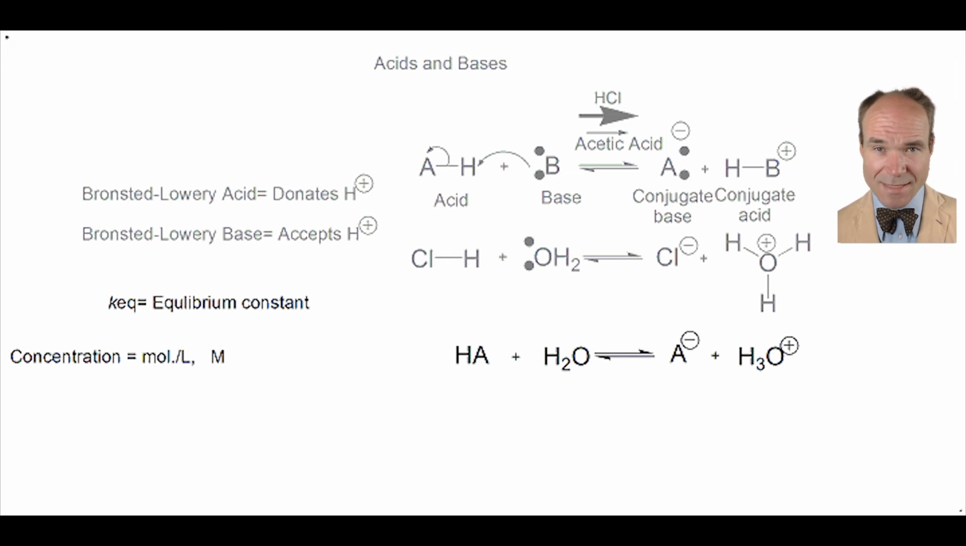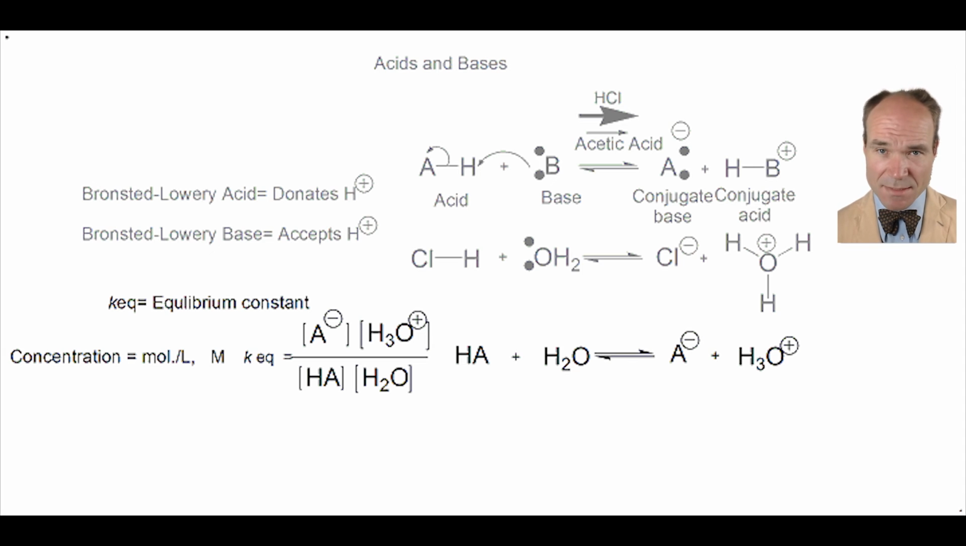Well, what we do is to take the concentration of the molecules on the right-hand side and multiply them together, and divide that by the concentration of the molecules on the left-hand side that have also been multiplied together. So we have the concentration of A minus multiplied by the concentration of hydronium, H3O plus, and we divide that by the concentration of HA multiplied by the concentration of water.